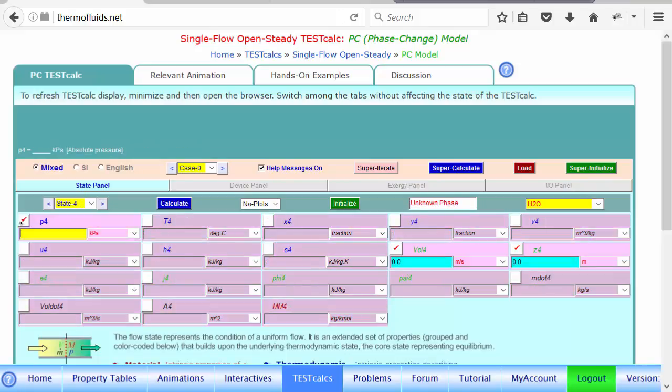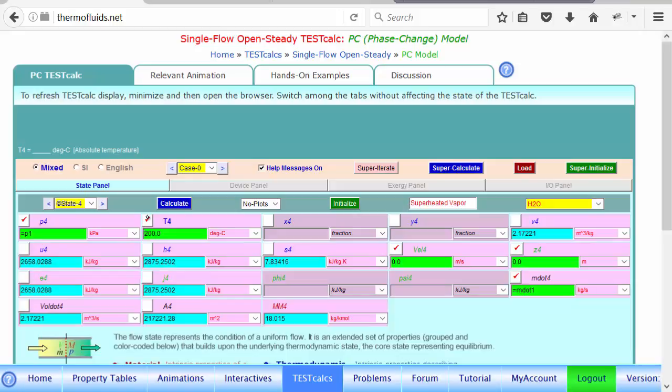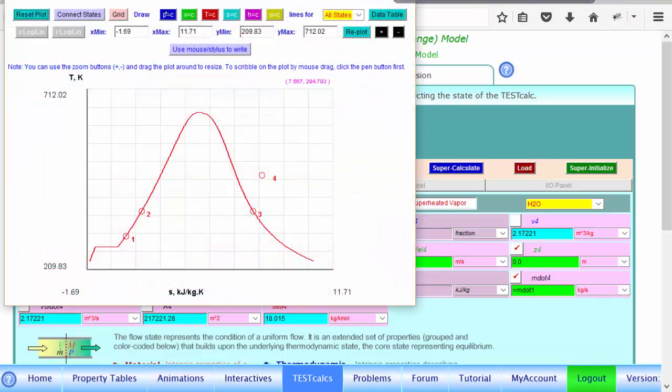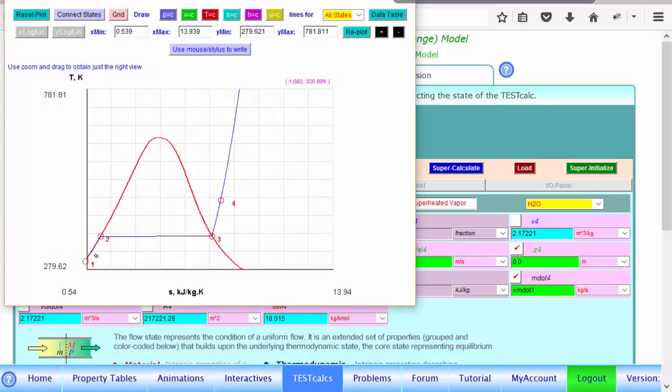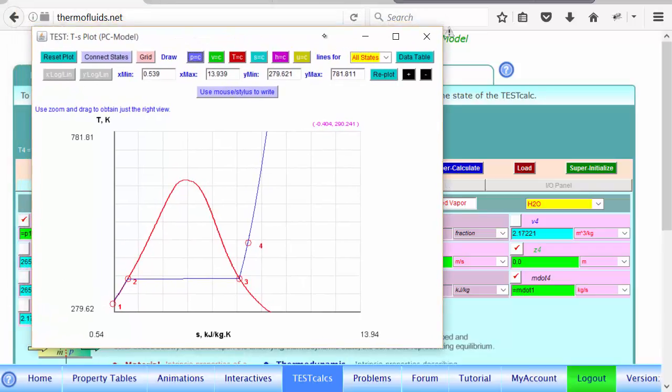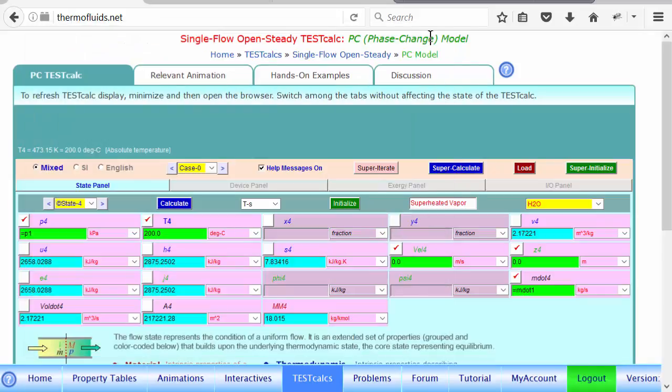Finally, we have state 4, where the temperature is known to be 200 degrees Celsius and the pressure is, of course, unchanged. So we calculated all the states just to make sure what we expected and what we found are the same. Notice if you draw a constant pressure line, this is what we thought, 1, 2, 3, 4. Well, we thought state 1 will be somewhere here, but generally state 1 falls almost on the saturation line. The difference between subcooled liquid and saturated liquid is so little on the diagram.